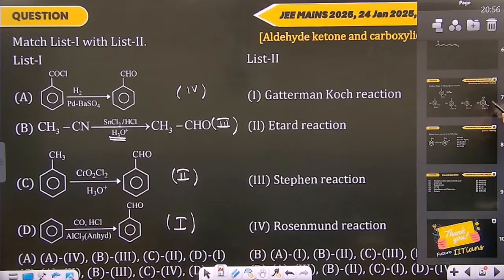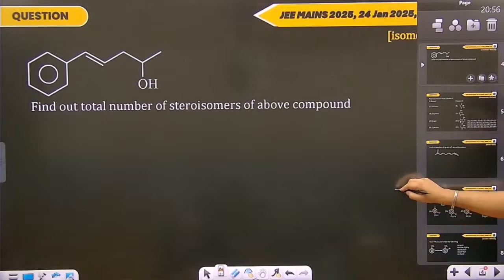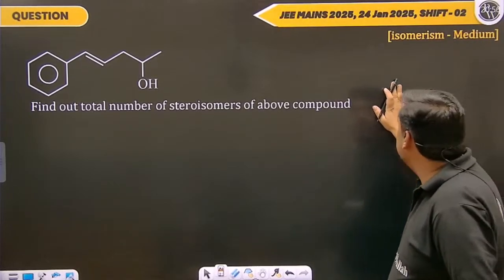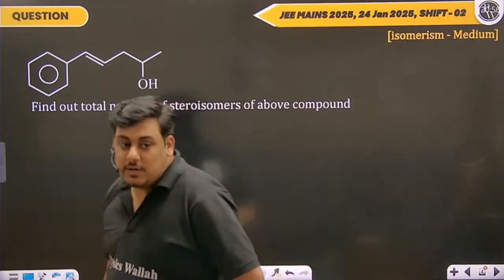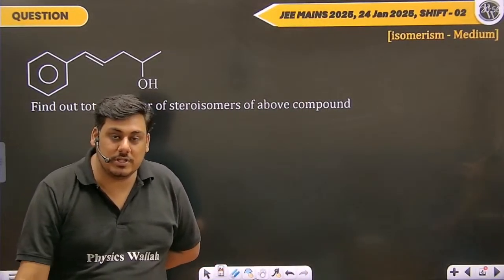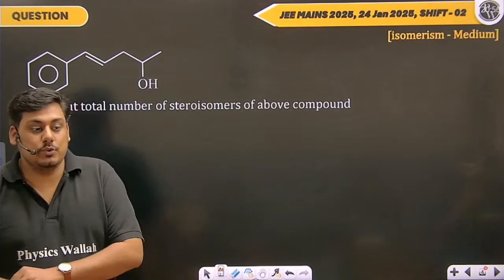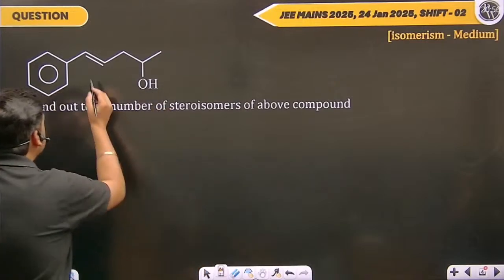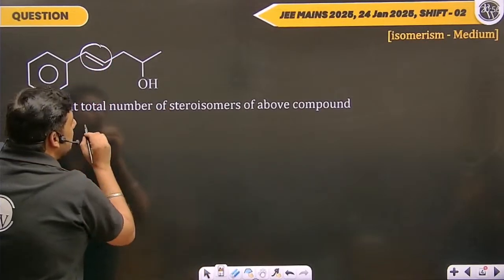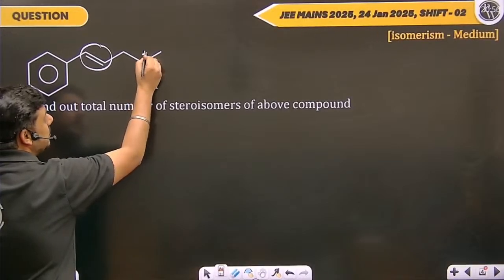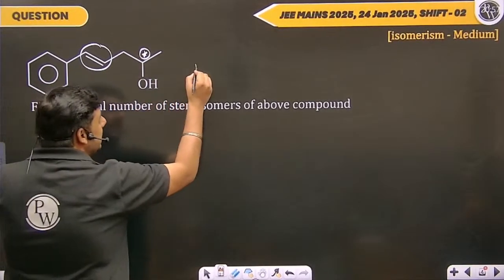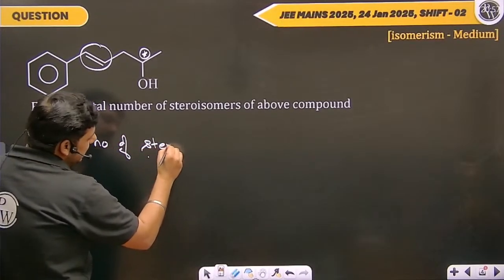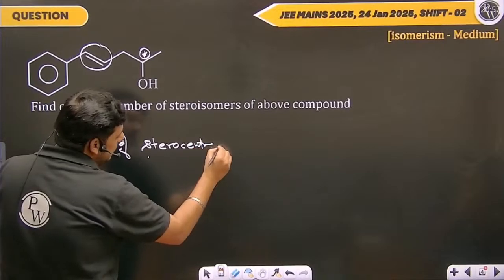The next question was from your stereochemistry part, right? In stereochemistry, they have asked you to find the total number of stereoisomers of the given compound. So what we need to do is find out the number of stereocenters, and the formula for the number of stereoisomers is 2 to the power n, where n stands for the number of stereocenters. So we have 2 stereocenters, right? This is one stereocenter around the double bond, and there is this chiral carbon. So this is another stereocenter. So the number of stereocenters in this given molecule is 2.